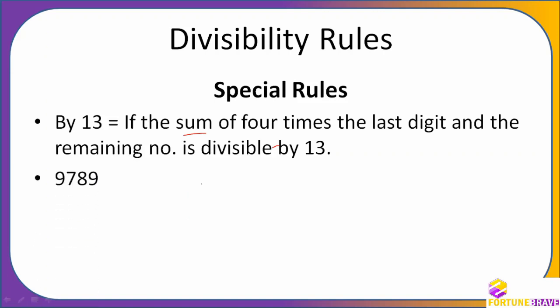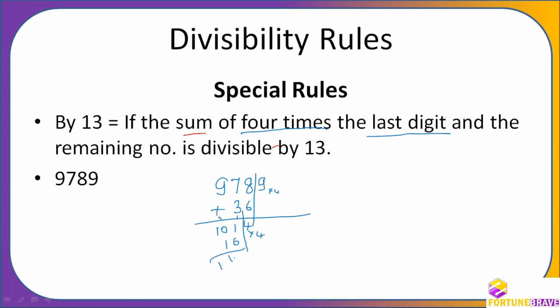9789. So here it is the sum of 4 times the last digit. Remember, it is 4 times the last digit: 9 into 4 you have to do and add to the remaining number, which is very important. We are adding here, we are not subtracting, my dear friend. So how much will it be? 978 plus 36 is 1014. Again 4 times 4 is 16, add to the remaining 101, so it will be 117.